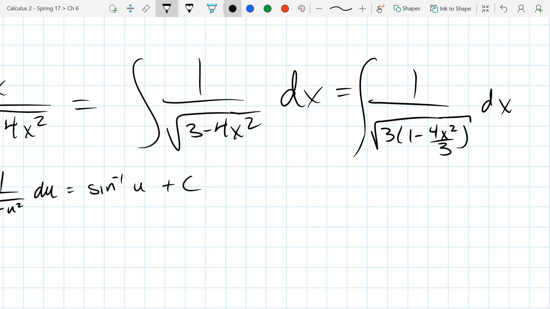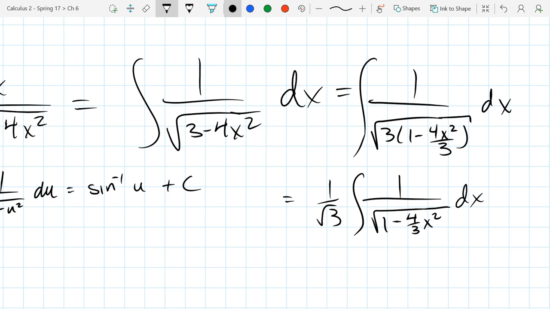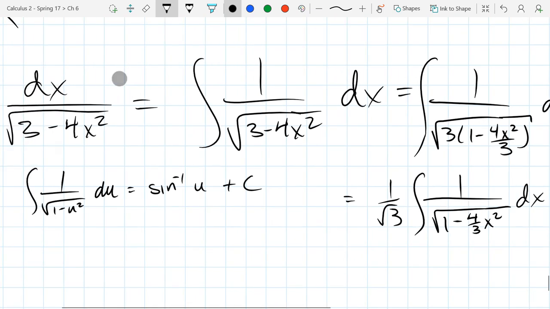So I factored a 3 out. You have to force that out of the second term because there's no 3 to really factor out. So you just divide by 3. And then this is 1 over square root 3. So we are one step closer.